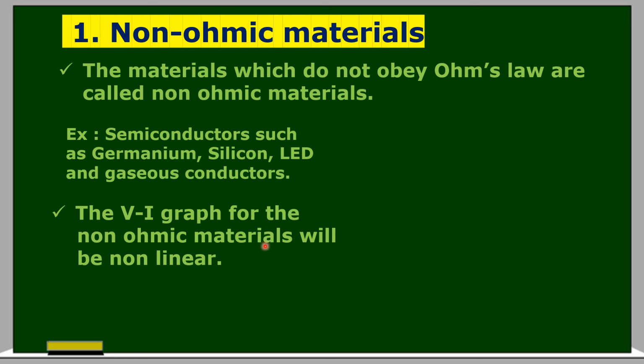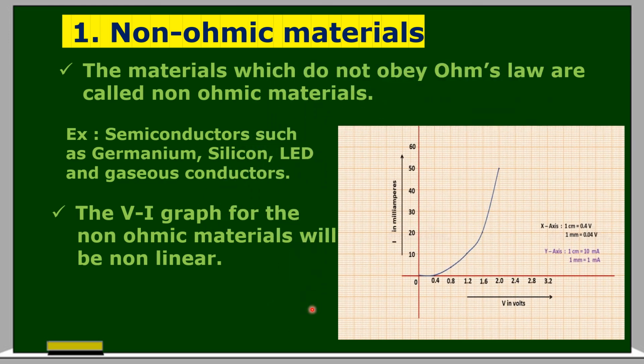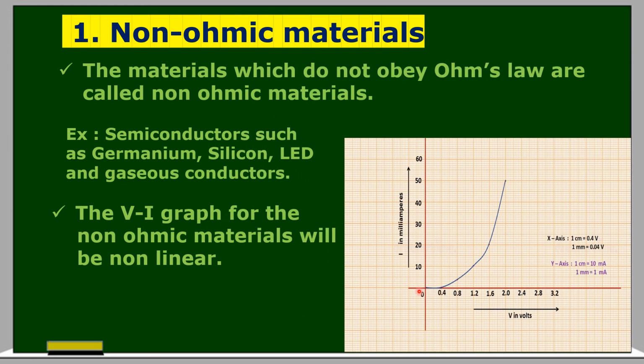Just now we have seen the VI graph of LED. The same again I am showing. Here the VI graph is not a straight line. It is a non-linear graph we get. Okay, so this is all about non-ohmic materials, ohmic materials, and limitations of Ohm's law.